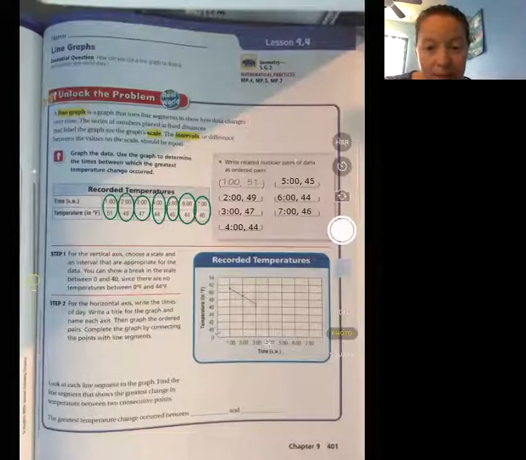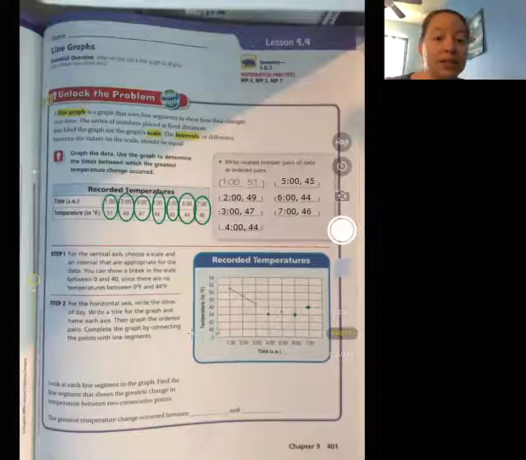At 4 o'clock, it was 44 degrees. So right here. At 5 o'clock, it was 45 degrees. So right here. At 6 o'clock, it was 44 degrees. So 6 up to the 44. So there's the 6 line, there's the 44 line. So I put it there. At 7 o'clock, it's 46 degrees. So 7 o'clock over to the 46. And it goes up like that.